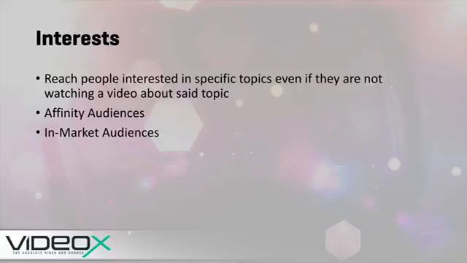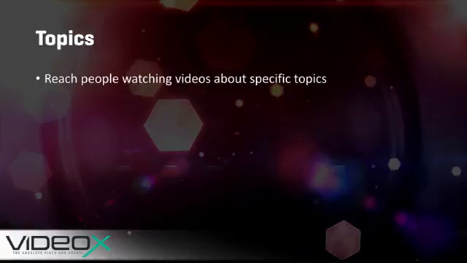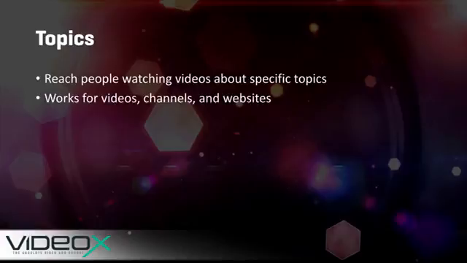Then we have topics. Now, topics allow us to reach people watching videos about specific topics. So whereas interests is based on the browser history or what Google knows they're interested in, topics are based on what type of content they're consuming at that moment, right? So this works for videos, channels, and websites. So we could say, hey, I want my ad to be shown to anybody interested in dog training, right?